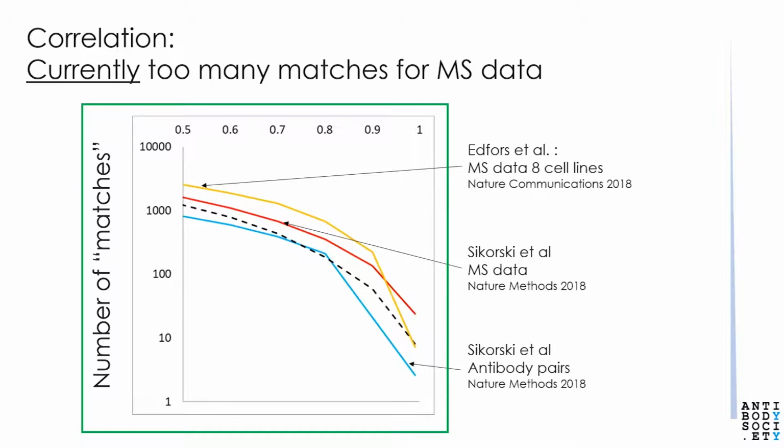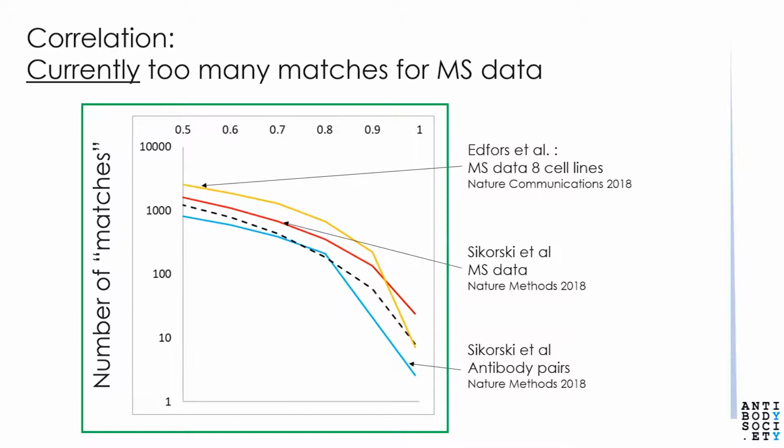What I've done here for this line plot is to determine the frequency of matches at any level of correlation between 0.5 and 1 in data sets from between 6 and 11 cell lines. At a correlation of 0.5, you will find 1,000 matches or more for any given protein expression profile.